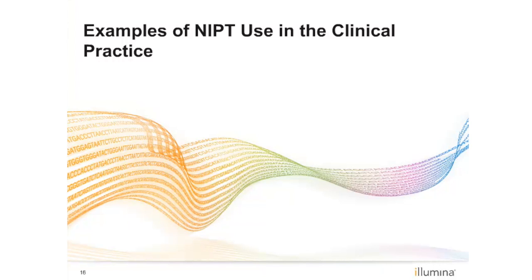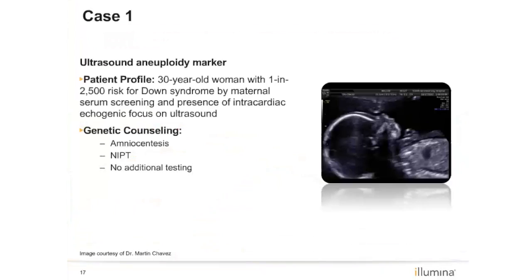Now we will use some case examples that demonstrate various ways NIPT could be utilized in practice. Our first case demonstrates how NIPT may be used in a patient after a false ultrasound marker is reported on ultrasound and is otherwise low risk for aneuploidy based on both maternal age and serum screen results. As a reminder, false ultrasound markers are findings that increase the likelihood of aneuploidy over a patient's baseline risk, although these are not considered to be major structural anomalies. An intracardiac echogenic focus is a bright spot that appears in the fetal heart.